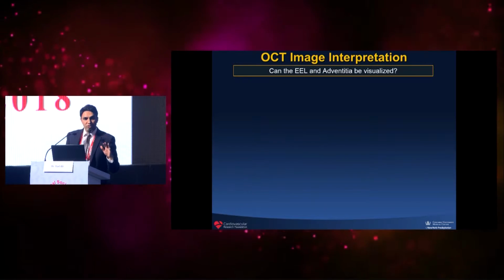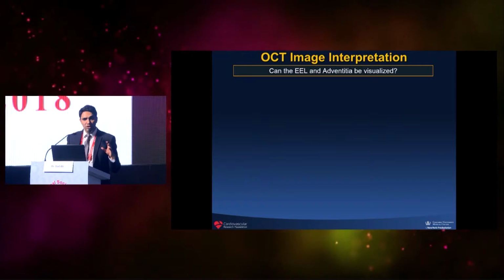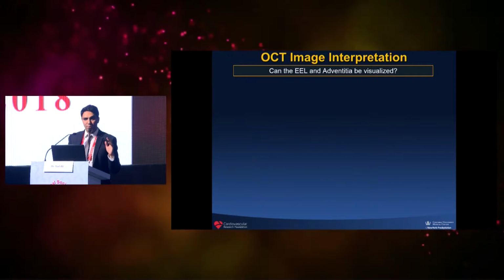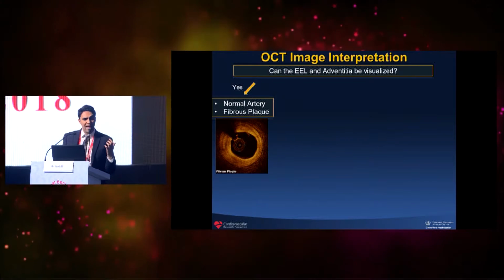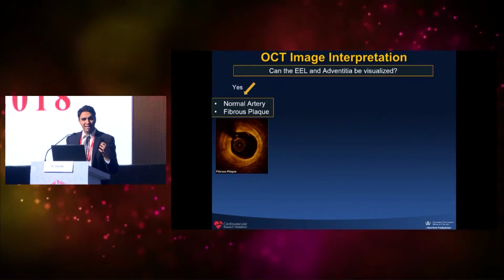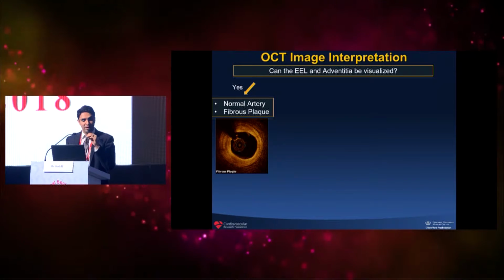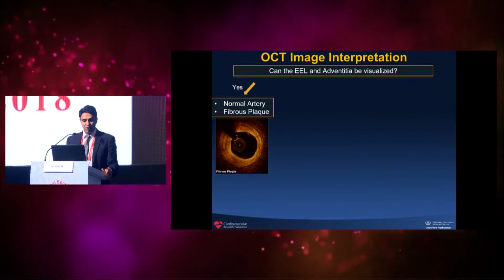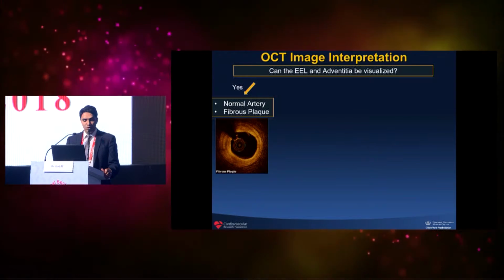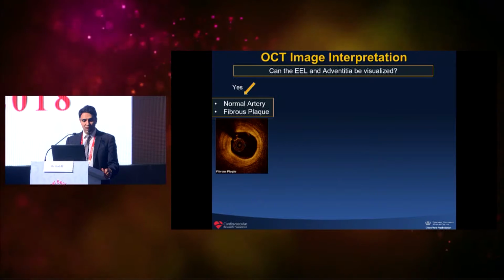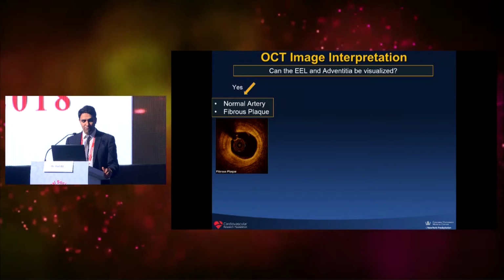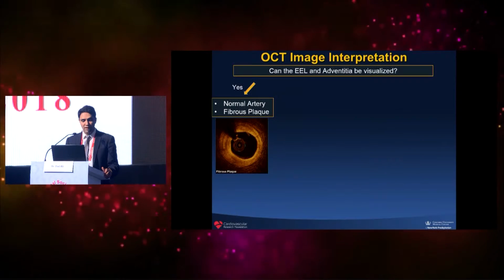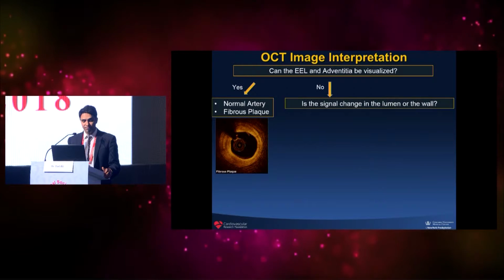This is all of the OCT image interpretation you will need to know to start your practice as a practicing interventional cardiologist. In every situation, you should ask yourself, are you able to see the media or the external elastic lamina or the adventitia? In any of these situations, if you're able to see both of them, here you can see this mesh-type material on the outside of the artery, and you can see the media, which is this double black line. This is a fibrous plaque.